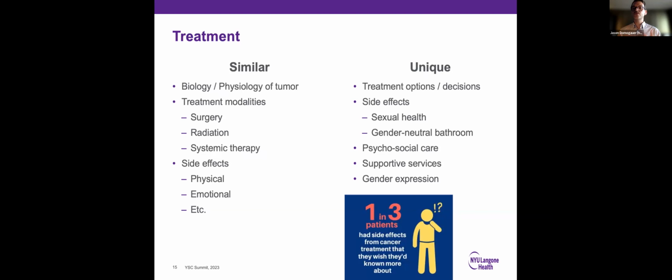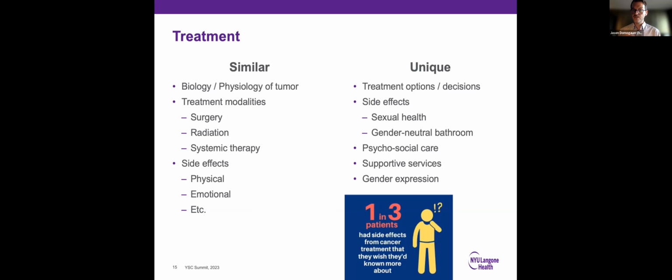So why are we talking about this? There are a lot of things in terms of treatment conversations that are similar, and a lot of things that are unique. Similar things include the biology and physiology of the tumor and treatment modalities. A lot of times with cancer diagnosis and treatments, surgery, radiation, and systemic therapies are the cornerstone, and some individuals may have all three. Some of them may have a combination of one, two, or more. And a lot of the side effects are going to be the same regardless of one's biology and physiology. However, there are also a lot of unique aspects to care decision-making.